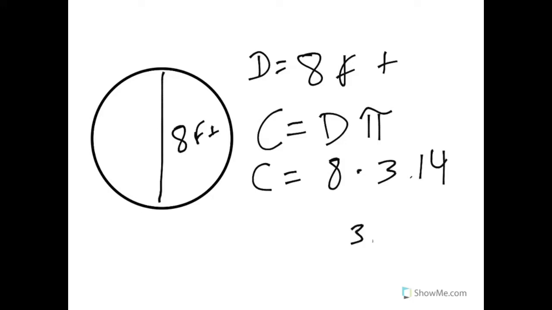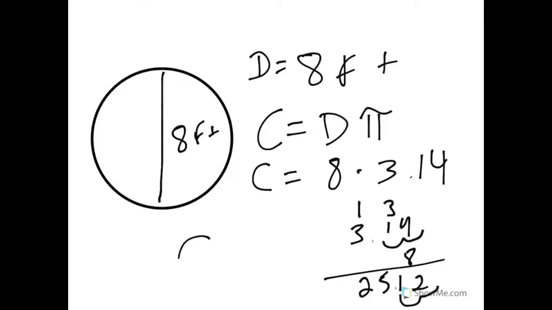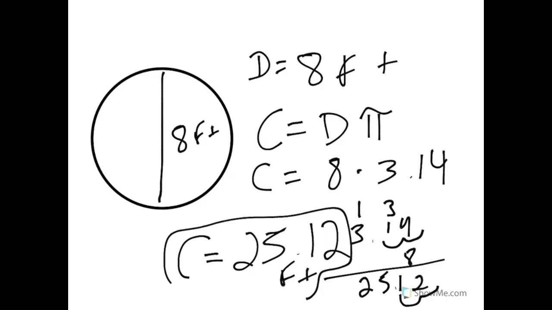Let's do a little math. 3.14 times 8. 8 times 4 is 32. Drop the 2, carry the 3. 8 times 1 is 8, plus 3 is 11. Drop the 1, carry the 1. 8 times 3 is 24, plus 1 is 25. My decimal moves twice, so I move it twice. So in this case, circumference would be 25.12. I want to make sure I label it: feet. 25.12 feet.